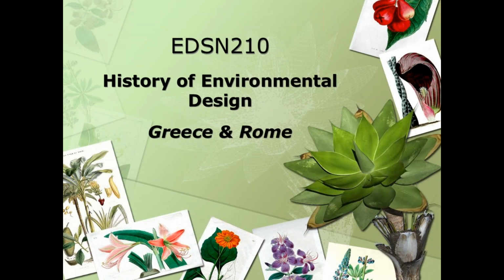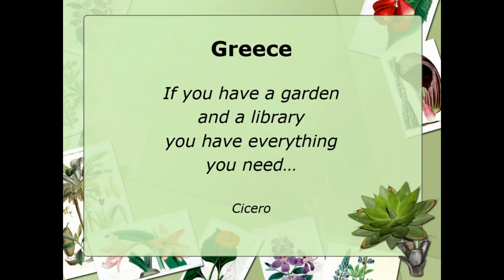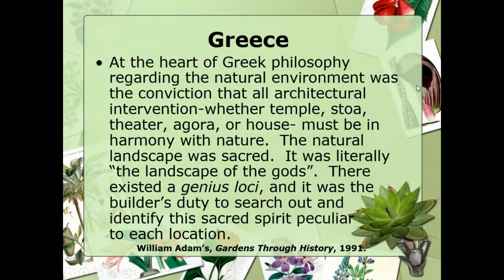All right, so here's Greece and Rome, moving out of Egypt. "If you have a garden and a library, you have everything you need," quotes Cicero. At the heart of the Greek philosophy regarding the natural environment was the conviction that the architectural intervention, whether temple, stoa, theater, agora, or house, must be in harmony with nature. The natural landscape was sacred, and it was literally the landscape of the gods. There existed a genius loci, and it was the builder's duty to search out and identify the sacred spirit.